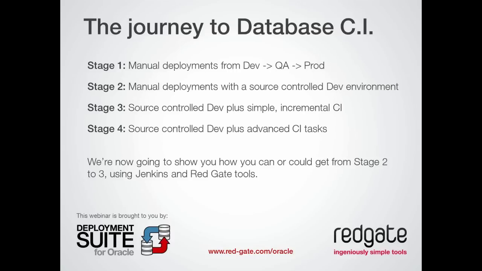Now stage 3 is where we'll leave you today after the end of this webinar, hopefully. So this webinar is focused on getting you from stage 2 to stage 3 using the tools. And this is a source-controlled dev environment plus those simple incremental CI processes that we talked about earlier. We see stage 4 with the automating of those manual test procedures that you're probably doing already as a more advanced stage. So you can still gain value from the incremental ones and carry on doing release testing in the same way. At a later stage, though, you can then implement the more advanced CI tasks, but we won't be covering those in today's webinar.